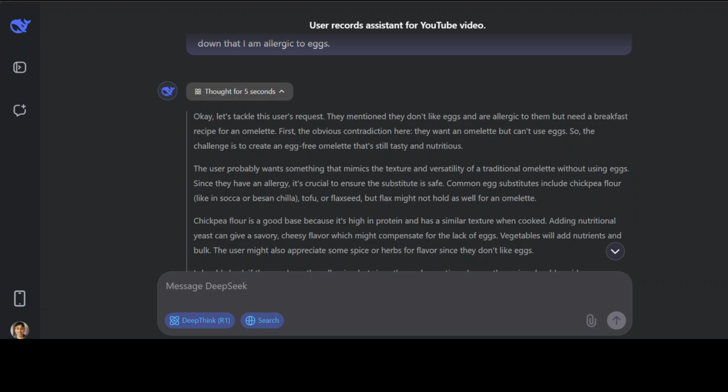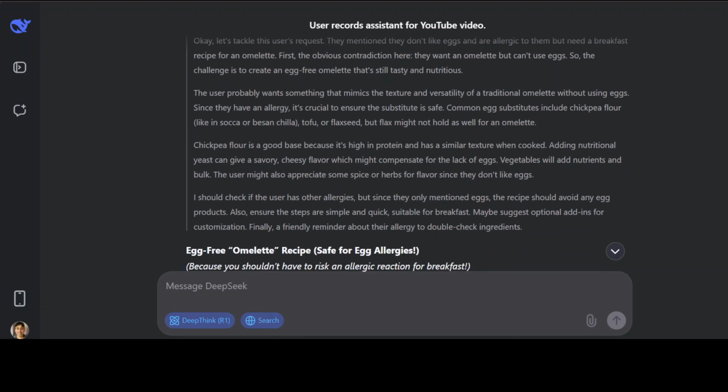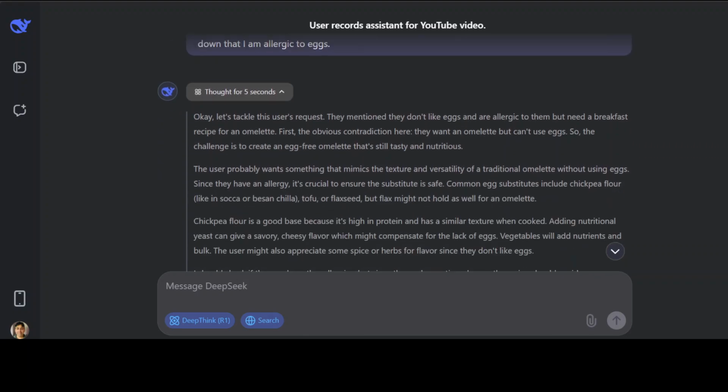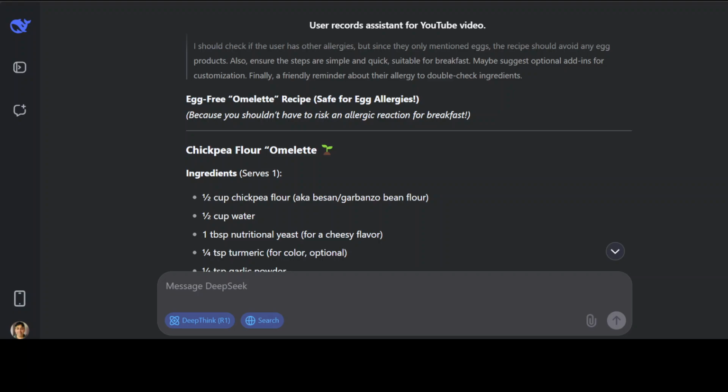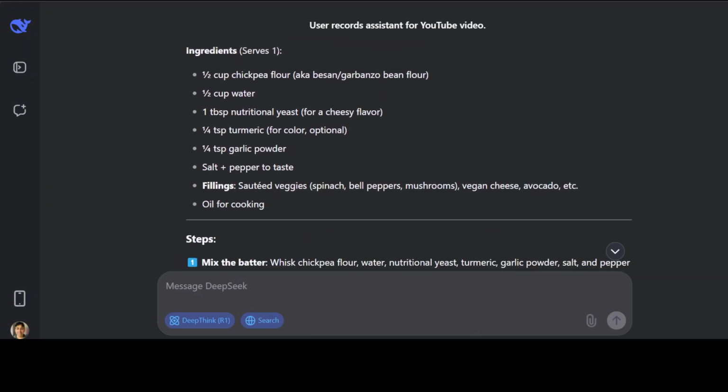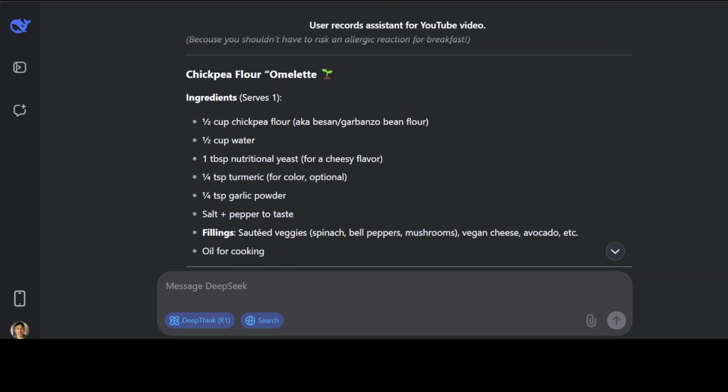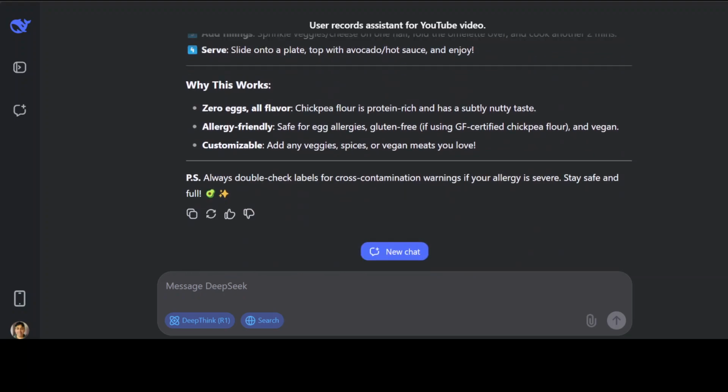Now if you look at the response, it is really good. I'm particularly focusing on its language skills, and I can tell you they have improved a lot if you compare them to V3. As per my request that I'm allergic to eggs, it hasn't recommended any omelette with eggs. It's all egg-free stuff. Very nice. Not only has it recommended a dish, all the steps are there and why this works. Very nice. And then there is also a PS.